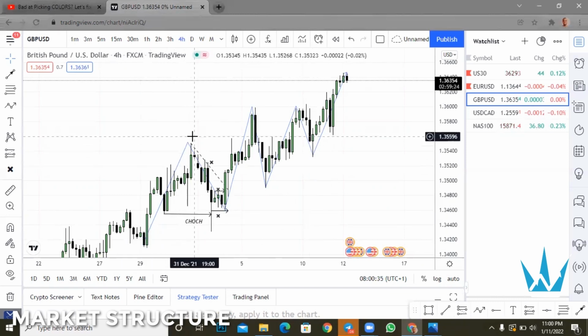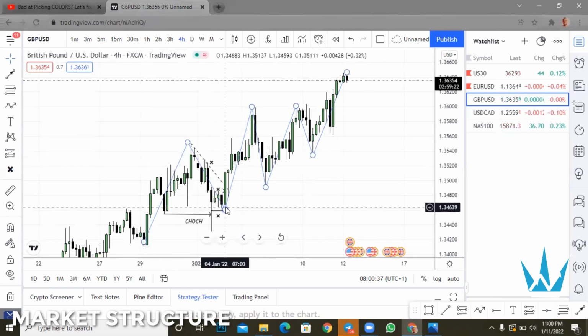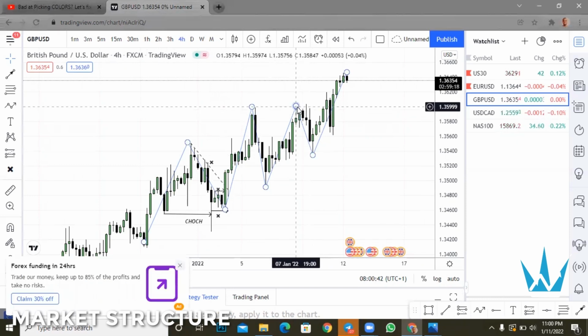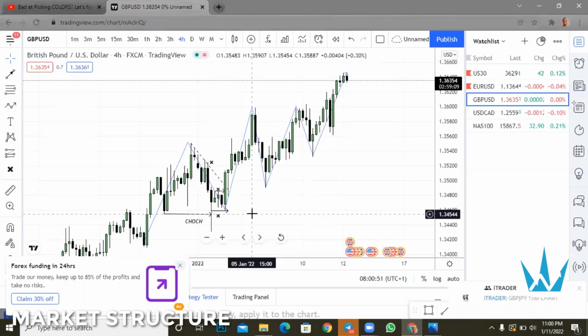So low, high. This is what? A higher low. This is a higher high. This is a higher low. This is not, this is an equal high, EH. So what do we have on that? A higher low. So because it's a higher low, you still consider this an uptrend.